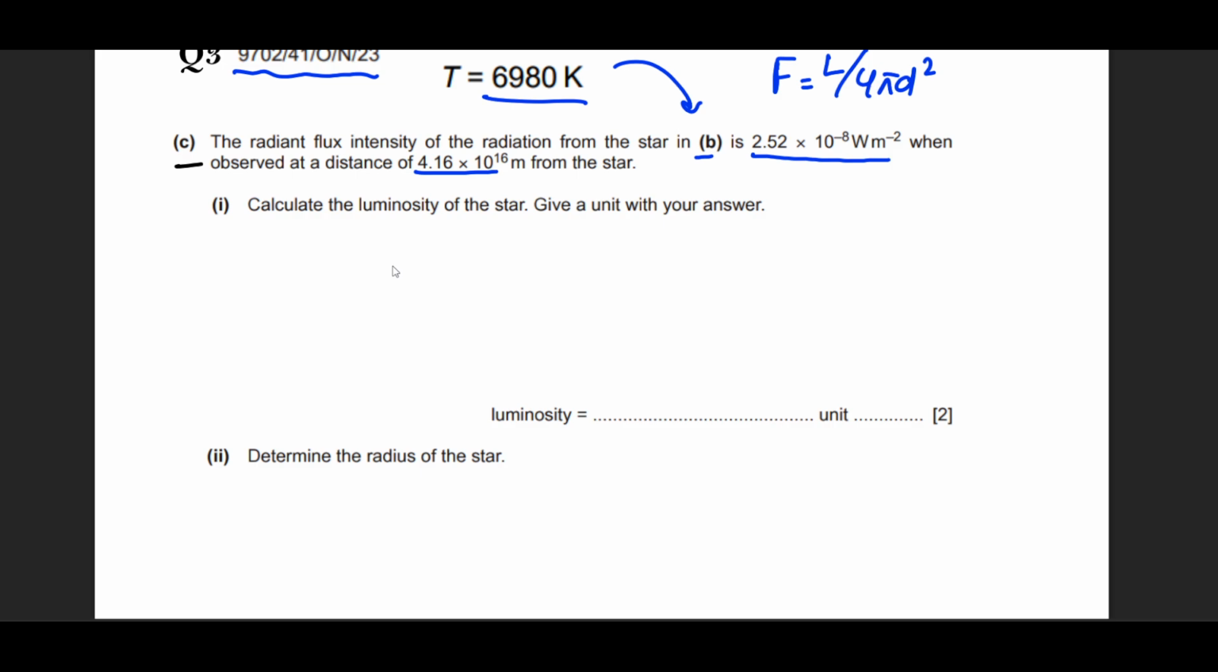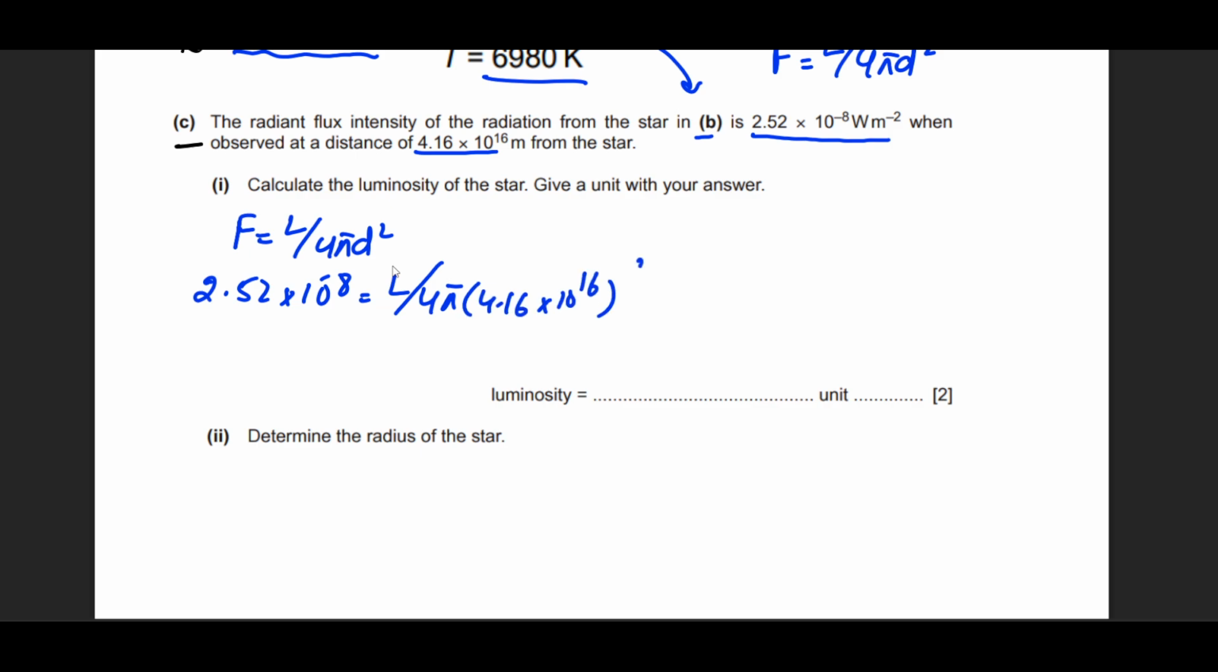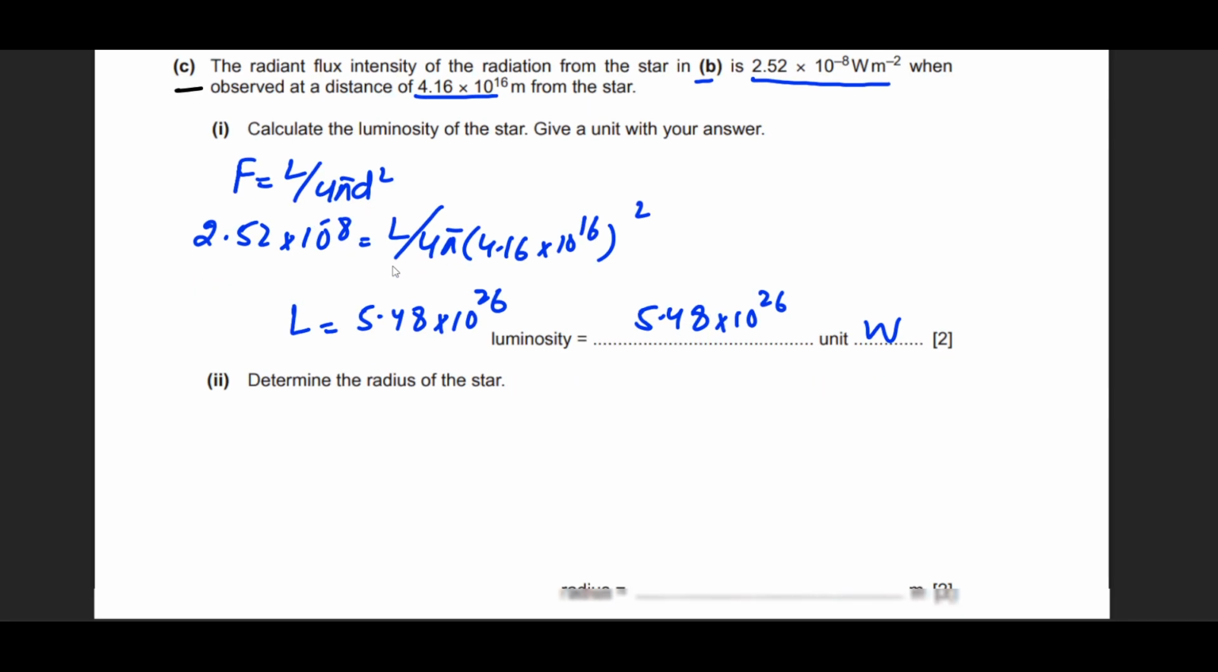Calculate the luminosity of the star. Let's try to do that. So we have a very straightforward formula, which was F equals L divided by 4 pi d squared. F is given to us as 2.52 into 10 raised to power minus 8 equals L, which is what we want to find out, divided by 4 pi. D is also given, 4.16 into 10 raised to power 16. Don't forget to take the square. Then L comes out as 5.48 into 10 raised to power 26 watts. Unit is going to be watts.